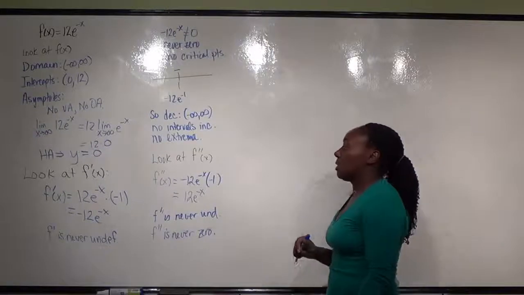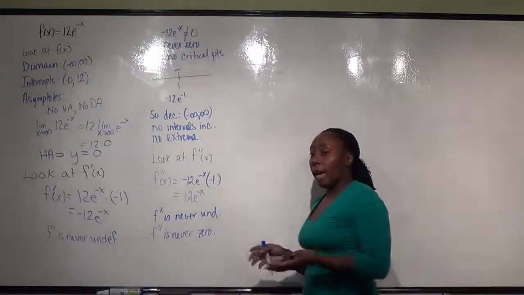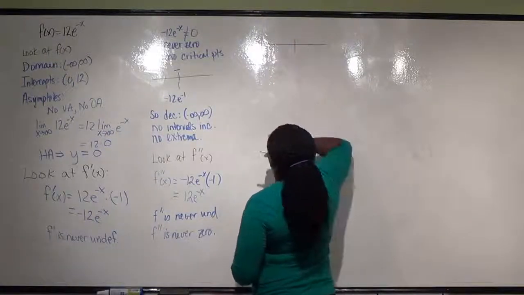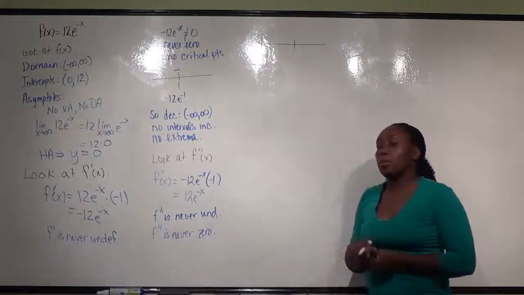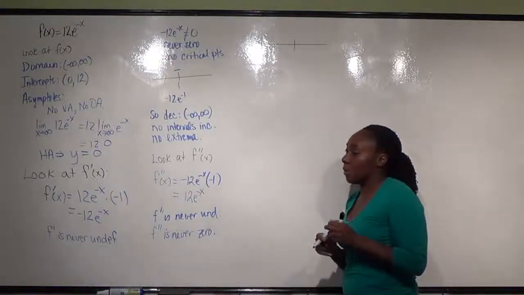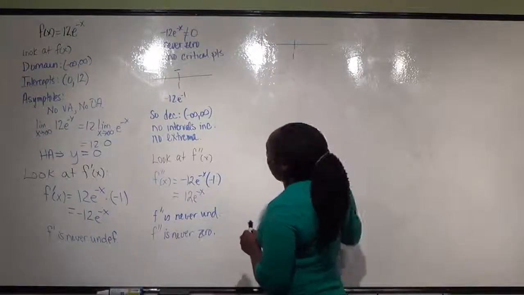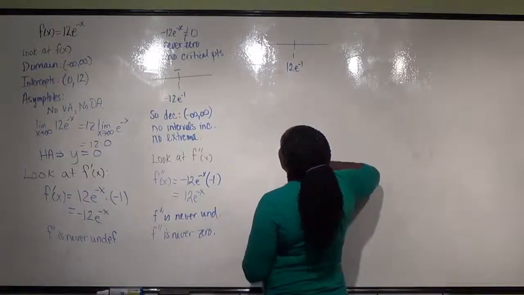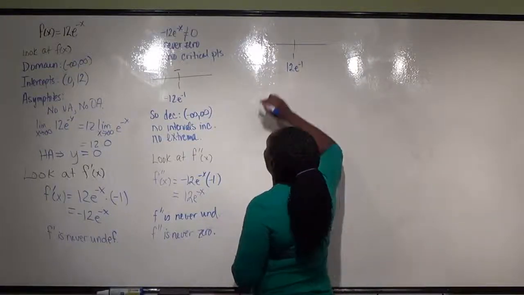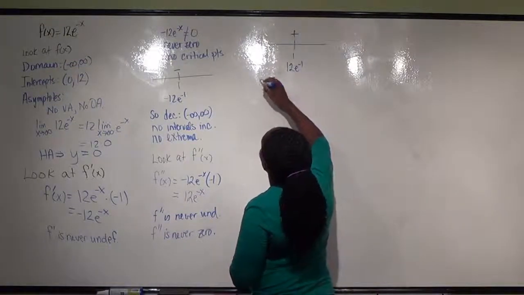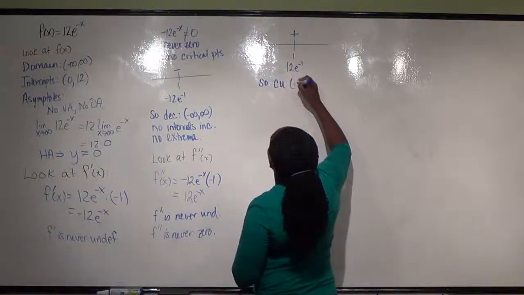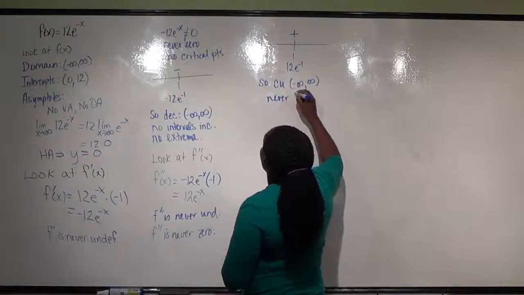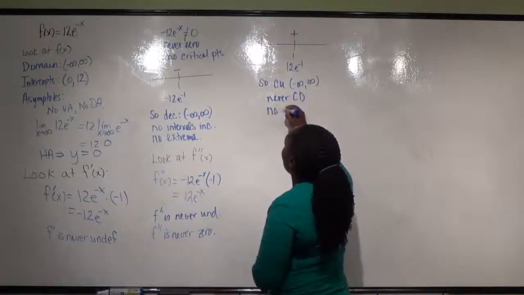So again, what this means is when I go to look at concavity and inflection points, I just need to pick any value in the domain to see what the concavity is doing. So here again, let's try 1. If I put in 1, I'm going to get 12e to the negative 1, which again is just a positive value. So it's concave up on the interval from negative infinity to infinity, never concave down, and there are no inflection points.